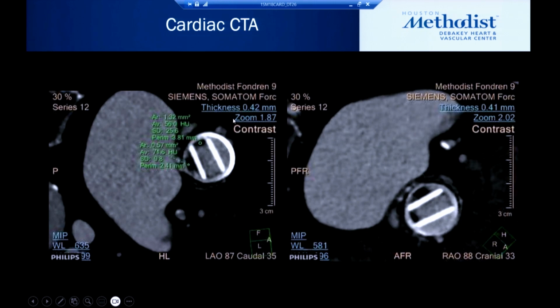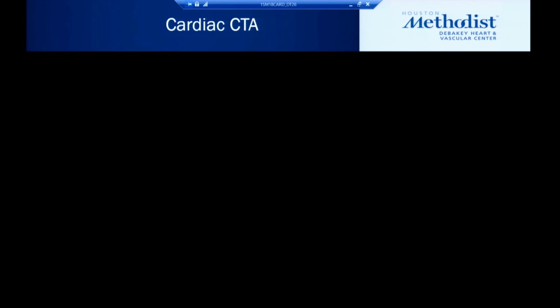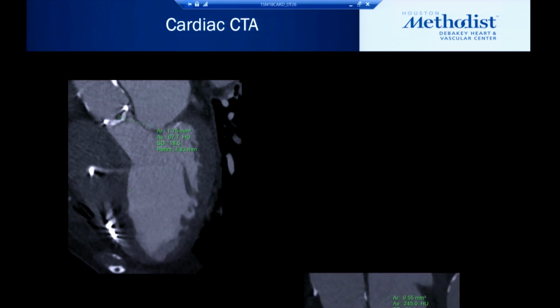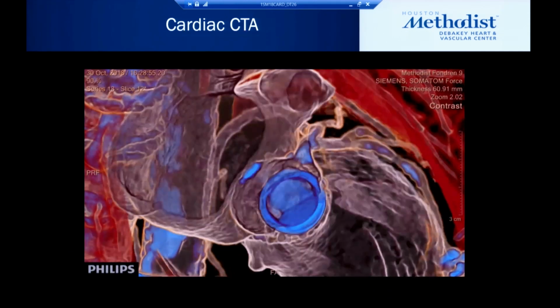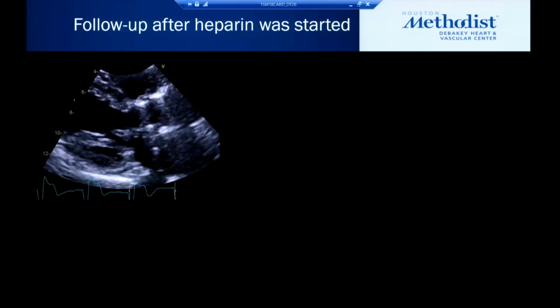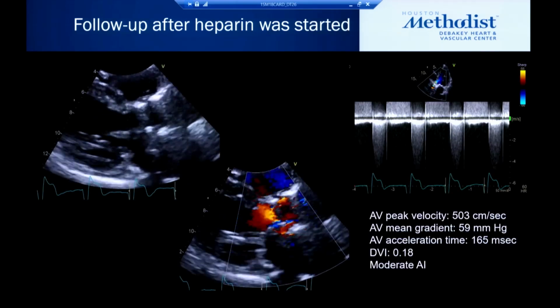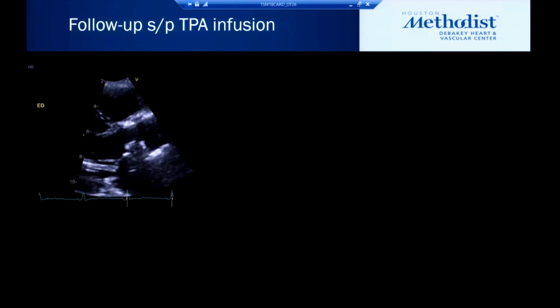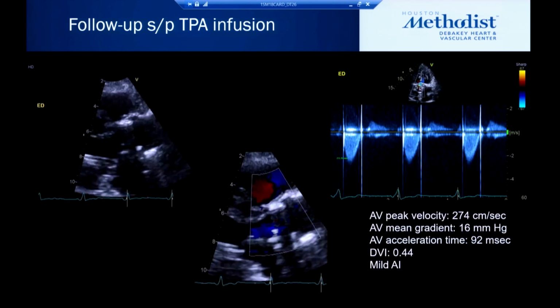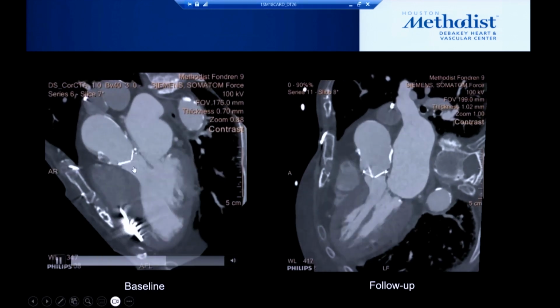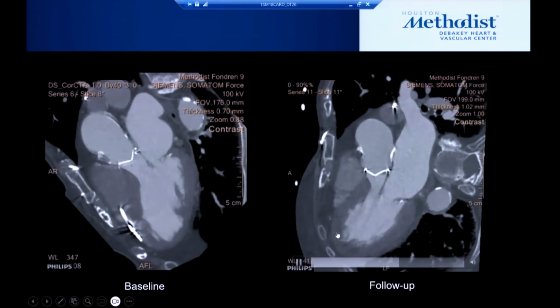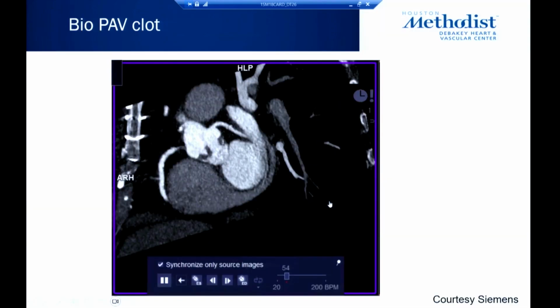Maybe not significant, but this made you wonder if both structures, or two abnormalities, are the same. This is the same, and the location, one is subvalvular, one is supravalvular. The patient was started with heparin, which didn't really change anything, and then she had TPA with improvement. You can see that one of the leaflets improved, while the other leaflet still remains stuck in position.